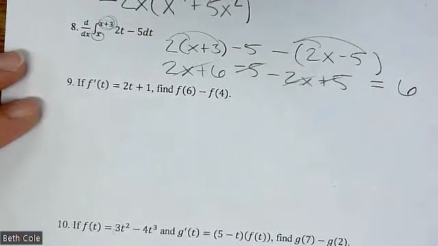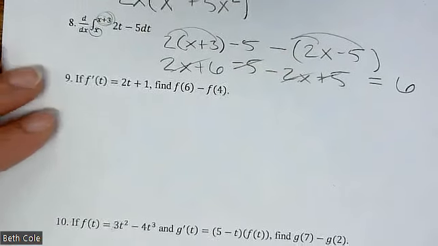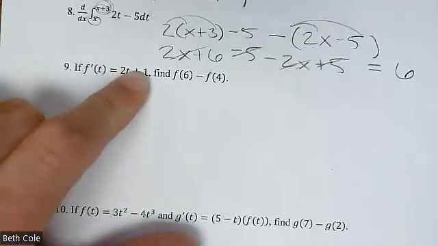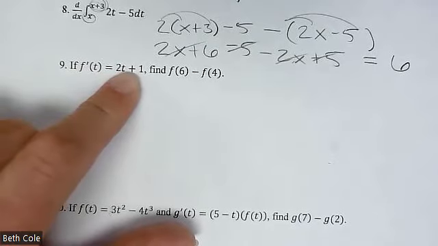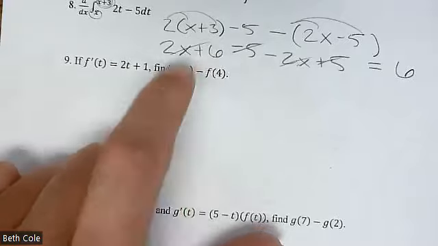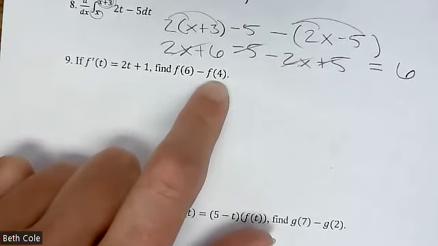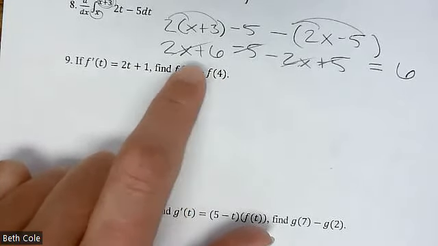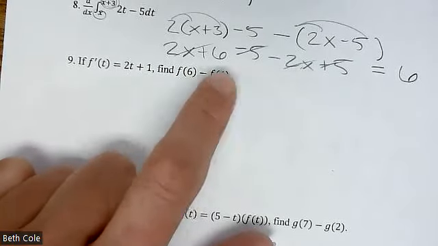Now here's how they tend to word things on multiple choice questions. F prime of t equals this. They give you the derivative. You want to be like, yes, they gave me the derivative. That's good. F of 6 minus f of 4. When you see that, I want your brain to go fundamental theorem of calculus. It's upper boundary minus lower boundary. Do you see that? Yes.